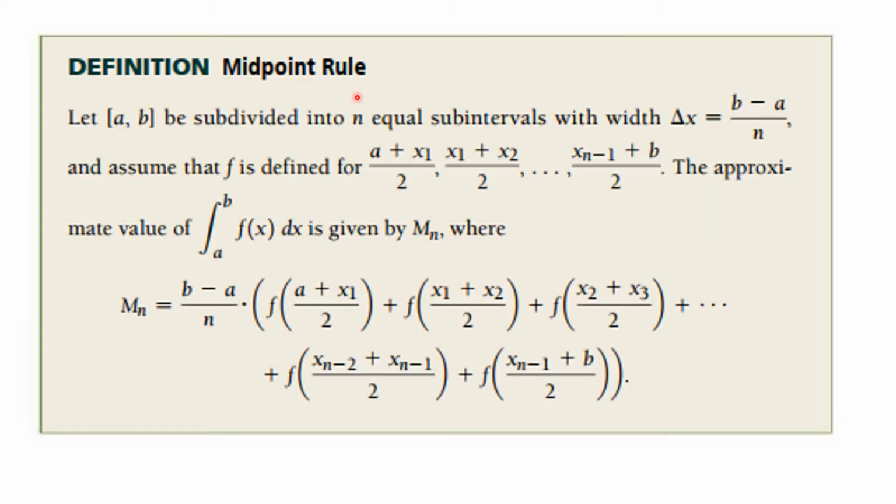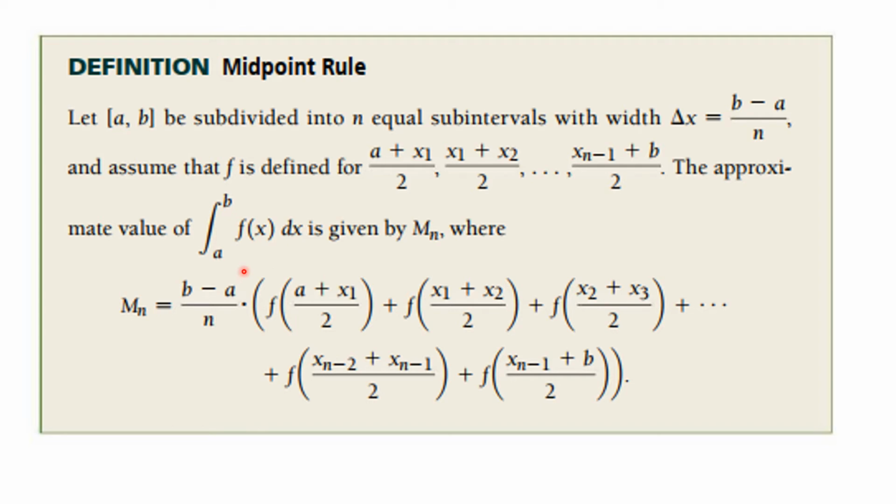We don't have to use the left or right endpoint. We can also use the midpoint. Here's the midpoint rule. Let the closed interval AB be subdivided into n equal subintervals with width delta x equal b minus a over n, and assume that f is defined for each of these midpoints of the subintervals that we get this way.